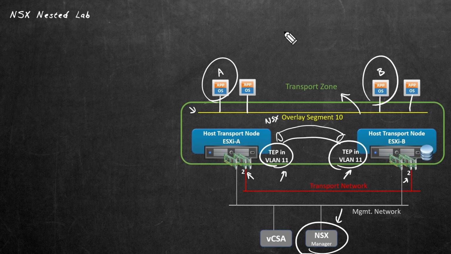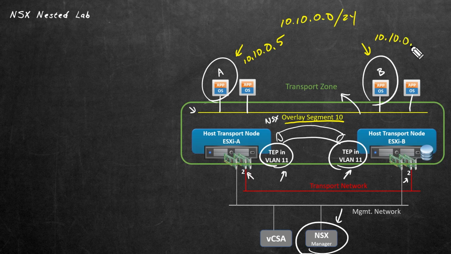So for our example, let's create this overlay segment called overlay segment 10. And for IP addressing, let's use 10.10.0.0 for the actual address space. And then I'll pop in a couple of really small VMs to make it easy. We'll use the IP addresses of 10.10.0.5 over here. And over here, we'll use 10.10.0.6 with a 24-bit mask.